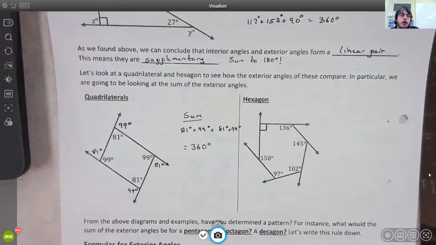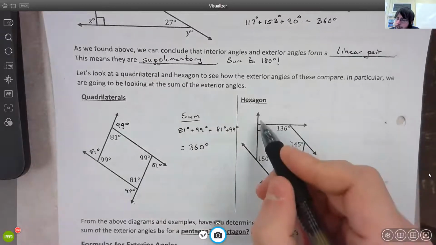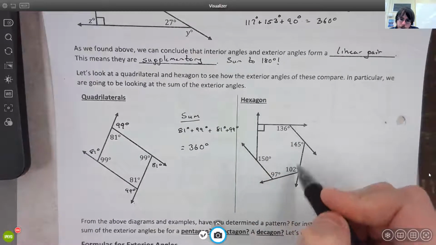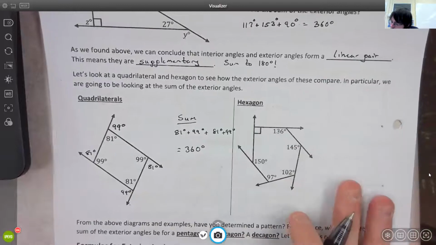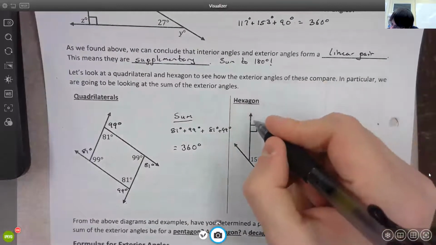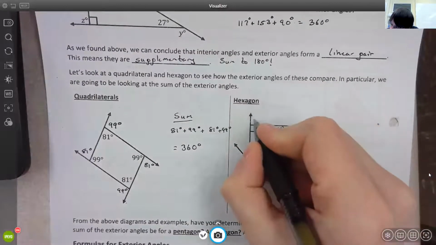Interesting. Let's see if that matches up with the hexagon. For the hexagon, we have 6 exterior angles we need to do. If we fill these in, this exterior angle here is 180 minus 90, which is 90.